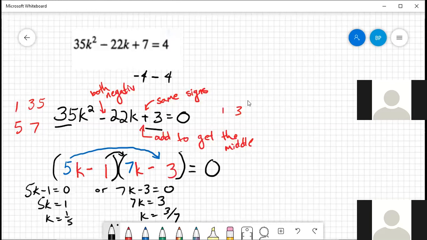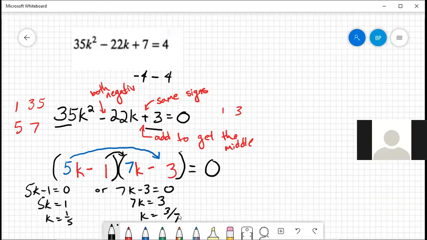So let me go to Anna real quick. Sorry, not Anna. Anna? Anna, what's up? I don't get what you did after, like down there when it says 5k minus 1 equals 0, and then you split that up and then it says k equals 1 over 5. I don't understand that.